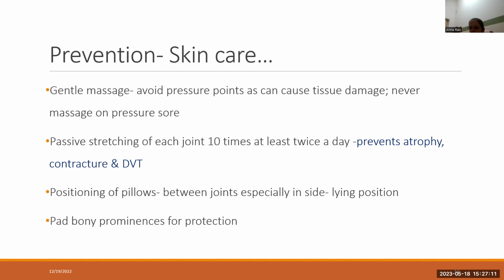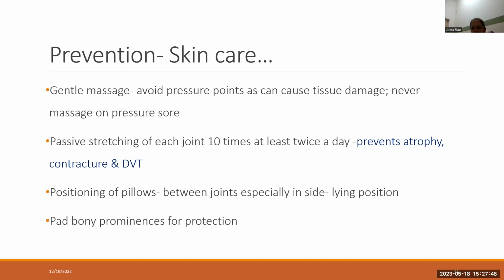Okay, and plus joints are bound to get contracture, so that also will be prevented. Okay, and of course there are chances of development of deep vein thrombosis. So when you move the patients, what happens? Good circulation takes place. The superficial veins will drain into large veins, and the blood will be emptied into the heart. Okay, so it is always good to do stretching of all the joints.